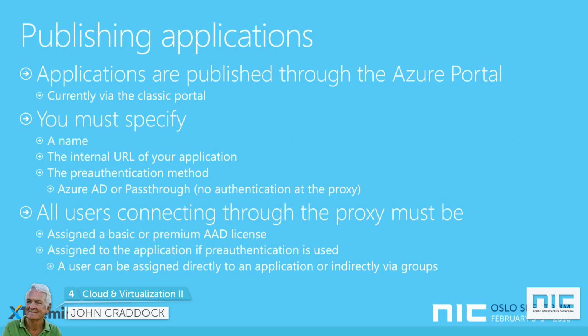And that's what we need there. Then we need to assign the user to the application as well. So to use pre-auth, we will need a license and we will need to be assigned to the application. How do we assign a user to the application? We assign the user specifically to the application. So we say, John can use this app. We can assign a group that John belongs to, or we can use Azure AD dynamic groups as well. So there are lots of different ways of making that assignment.